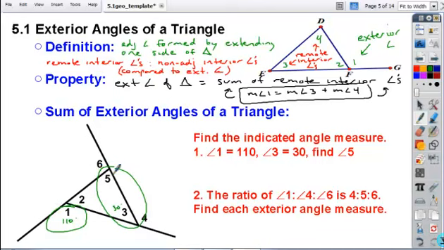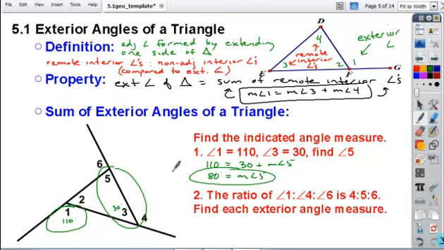And so what would angle 5 have to be? If 110 is going to equal 30 degrees plus the measure of angle 5, subtract 30 from both sides. So you get that to be 80 degrees.